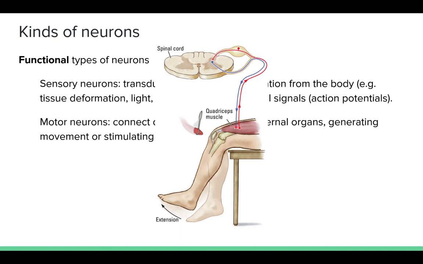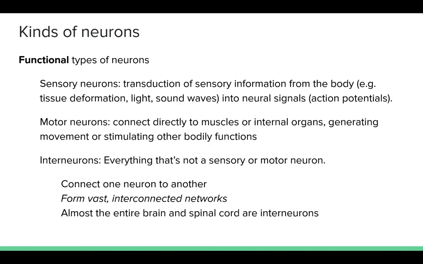Now, if a neuron is not a sensory neuron, and if it's not a motor neuron, then it's going to be an interneuron. An interneuron simply means neurons that are in between, that aren't sensory or motor neurons. Their function is to connect one neuron to another. In fact, if we look at our own brain and nervous system, and at the brains of most mammals, most of the neurons in our brain and spinal cord are interneurons, meaning that they don't have a primary sensory function, they don't have a primary motor function. Their job is to connect one neuron to another.